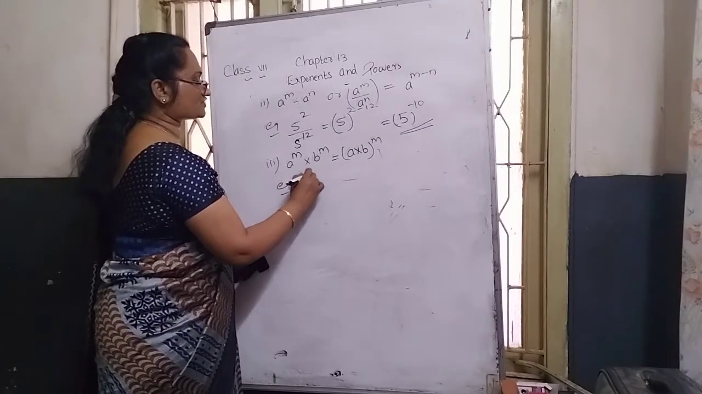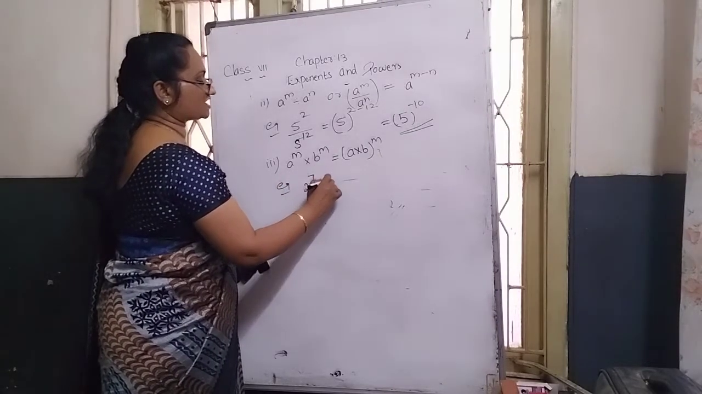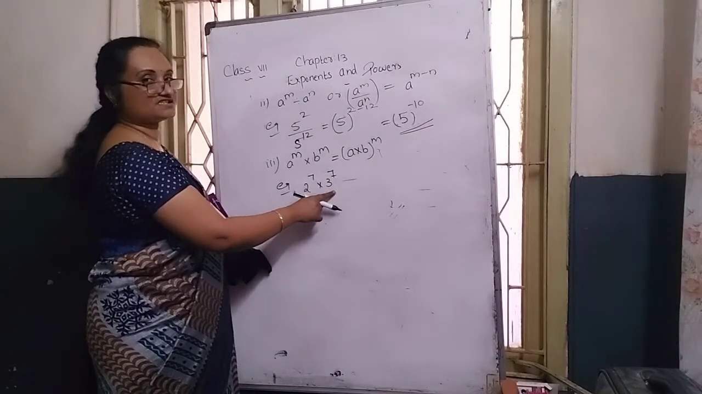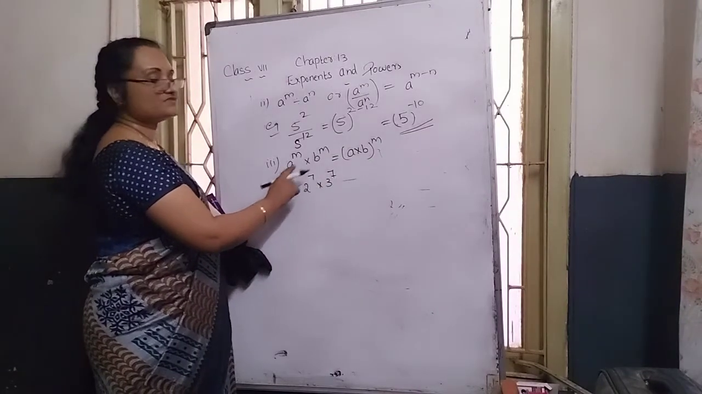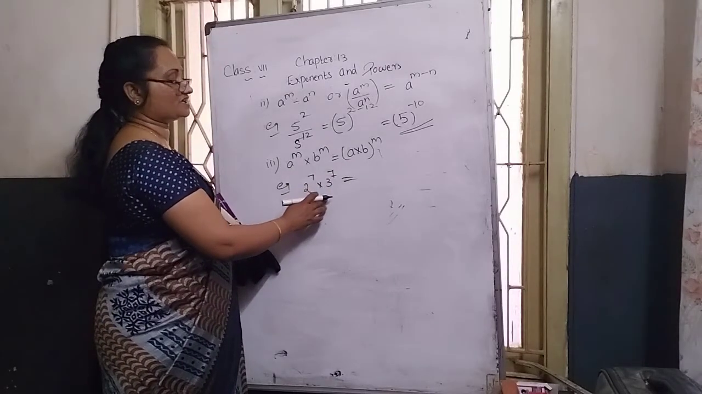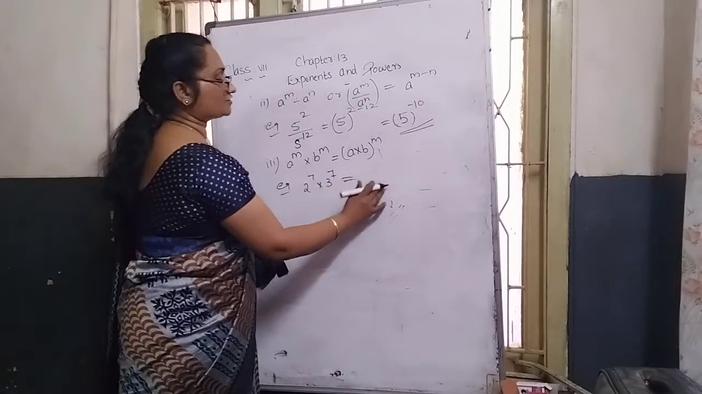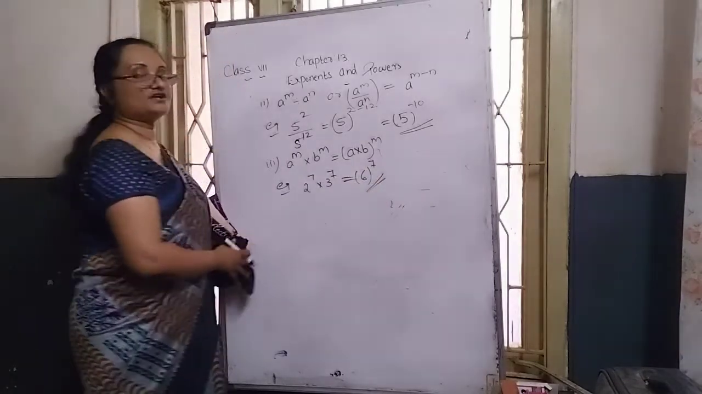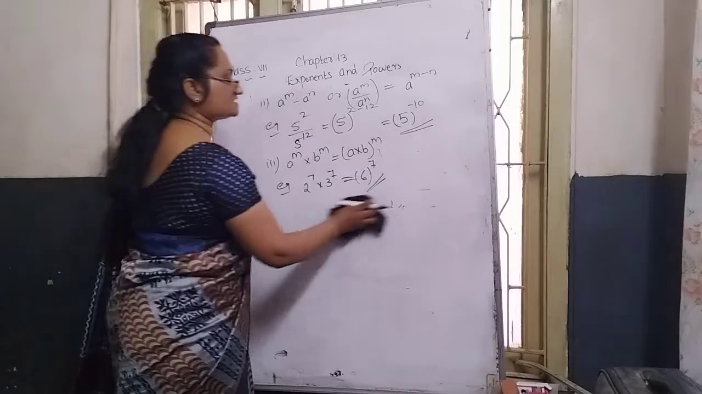Example, 2 raised to 7 into 3 raised to 7. See, here the base is 2, here the base is 3, but both of their powers are the same. At that time, the different bases are multiplied. 2 3s are 6, and the same power 7 we want to write. 6 raised to 7 is the answer.